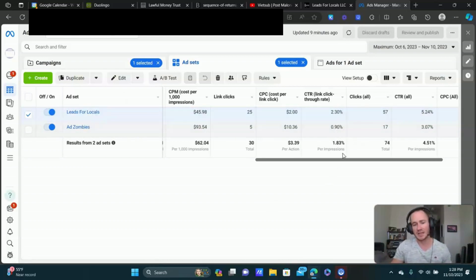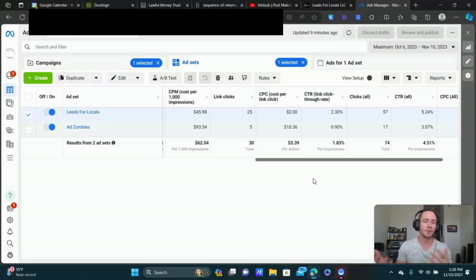But let's say I was having the same issue, with higher lead costs and higher CPM on this one, even though I have the 2.3% link click-through rate. Now it might just be, okay, it's just an expensive audience to get in front of. So maybe we find different interests to go after. Another thing too, I'm not a huge fan of targeting demographics. Those tend to be a lot more expensive than targeting interests. Just keep that in mind.